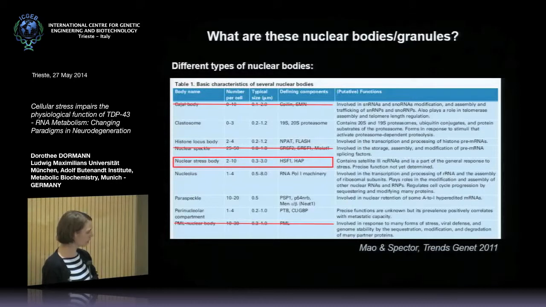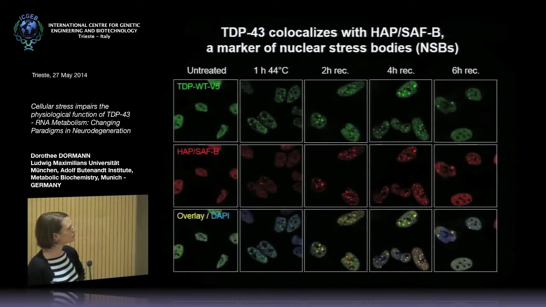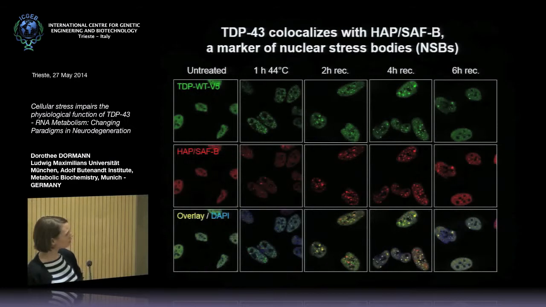So I'm not going to show you this data. But what we could show is that we had very good colocalization with a marker of these nuclear stress bodies. It's called HNRP-associated, A1-associated protein or scaffold attachment factor B, so in short, SAF-B.